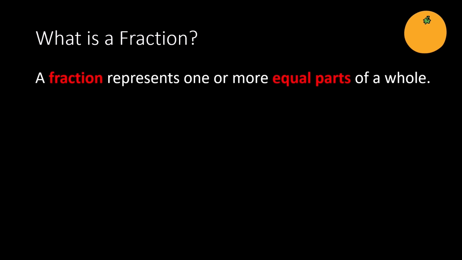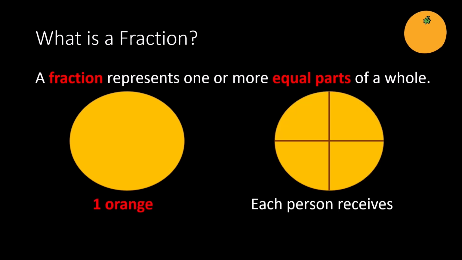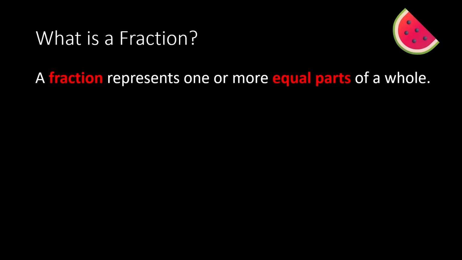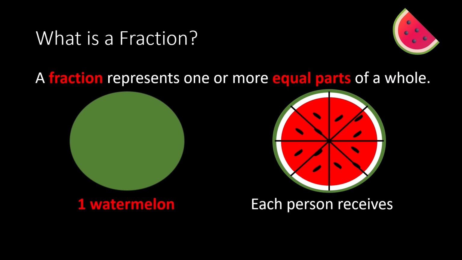A fraction tells us about equal parts of a whole. Imagine sharing an orange equally between 4 people. Each person receives 1/4 of the orange. Fractions are always described in equal parts. Sharing a watermelon equally between 8 people, each person receives 1/8 of the watermelon.